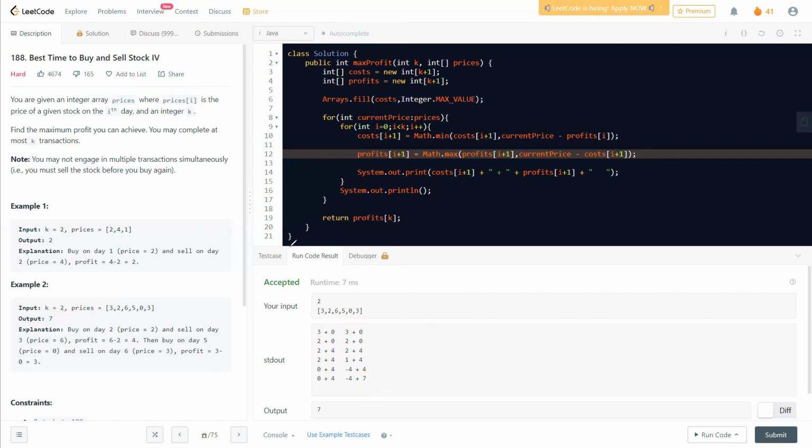If you are worried about the complexity, the time complexity is k number of steps on the outside and n number of steps, n being the length of our prices array, on the inside. So it's n into k. That's the time complexity. And talking about the space complexity, how much extra space did we use here? We simply had a space of k plus 1, which is basically about 2k. That's the space complexity we have over here.